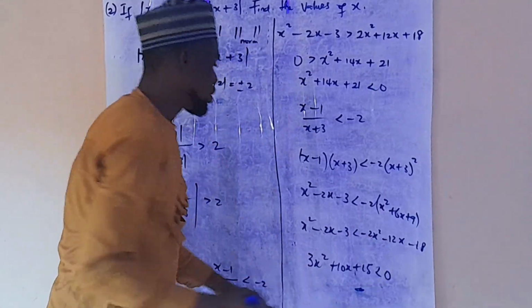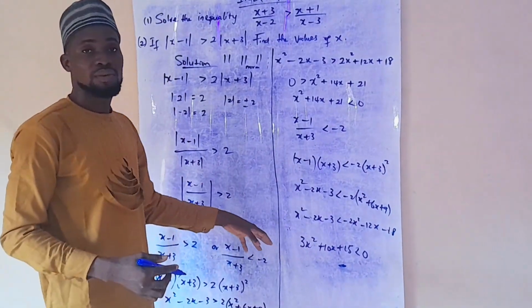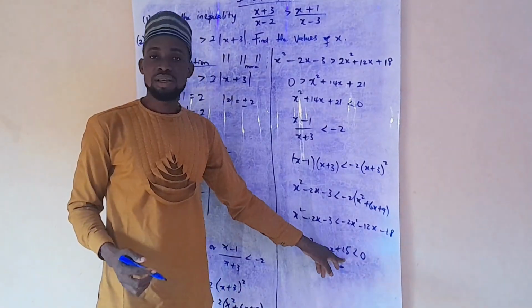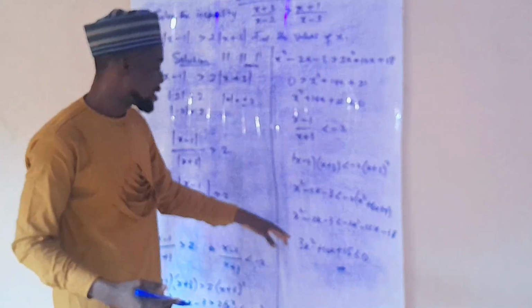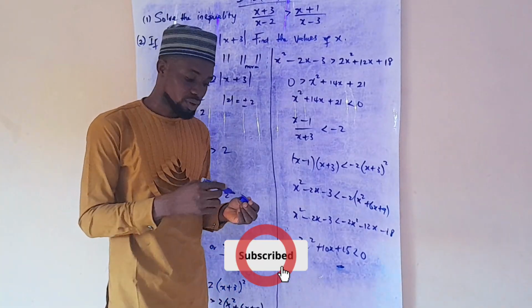At this point, you will factorize. Look for the values that when you multiply, you get 45, and when you add, you get 10. Solve and arrange as we've done in our previous classes.